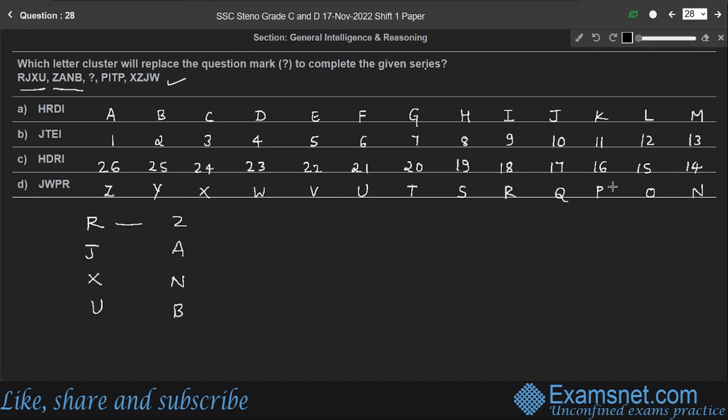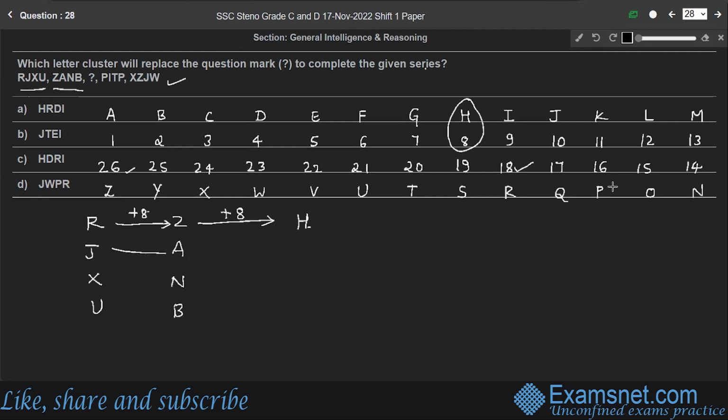Consider the first letter of the first cluster and the first letter of the second cluster. These letters are R and Z. R's positional value is 18 and Z is 26. So 18 plus 8 is Z, so 8 should be added to R. Therefore, to get the first letter of the next cluster, we have to add 8 to Z. Z is 26, plus 8 is H. So H will be the first letter of the third cluster.